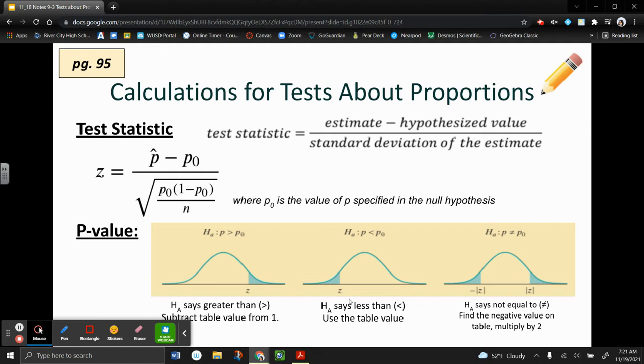Once we have our test statistic, we're going to use that value to find our p-value. In terms of finding the p-value, we look at our alternative hypothesis. If our alternative hypothesis says greater than, we look at our table and subtract that value from 1, or look at the opposite side. If it says less than, we just look at the table value and use that. And then if it says not equal to, we look at the less than value, and then double that.